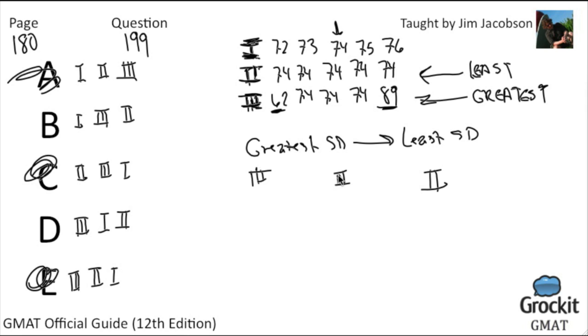Oh, I put 2 in there twice. 3, 1, 2. This is a 1. This is now Roman numeral 1. There. 3, 1, 2 is the order. So answer choice D is the correct one.